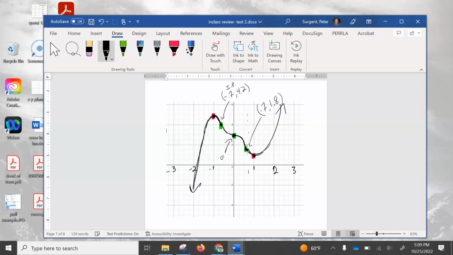This one is also an inflection point. This is a min. And this, of course, is a relative max and a relative min.